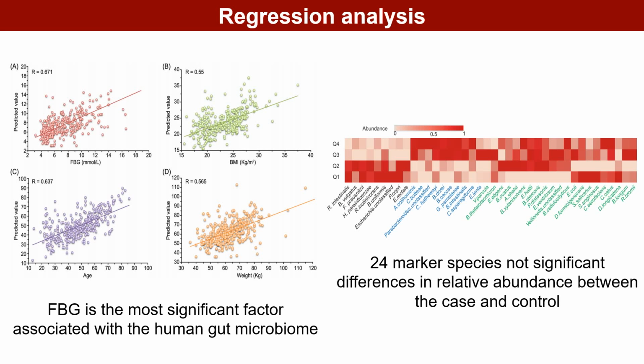The results showed that the 24 marker species that do not have significant differences in relative abundance between the case and control samples exhibited diverse patterns. Our analysis suggested that these marker species were likely to play different roles in different stages of T2D development, and then the cumulative effects of these markers drove the T2D-related alteration of the human gut microbiome.